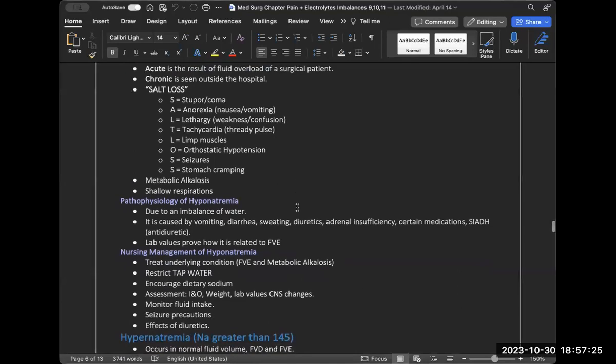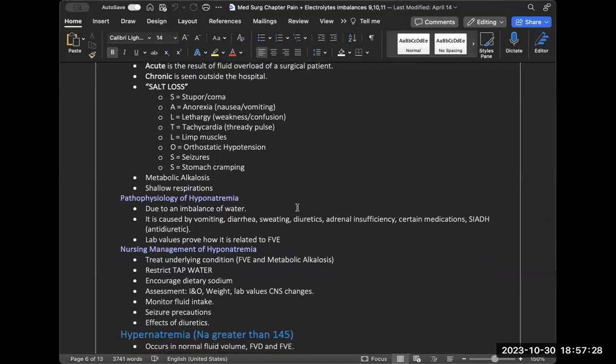So I would know the mnemonic SALT LOSS, which means stupor, anorexia, lethargy, tachycardia, limp muscles, orthostatic hypotension, seizures, and stomach cramping. However, the most important ones are seizures, stomach cramping, and lethargy, the confusion, okay? Those are the three most important ones. Why do I say that? Because sodium levels, whether hyponatremia or hypernatremia, which means low sodium or high sodium, can both cause seizures. So our priority for someone who has a salt imbalance is seizure precautions, okay?